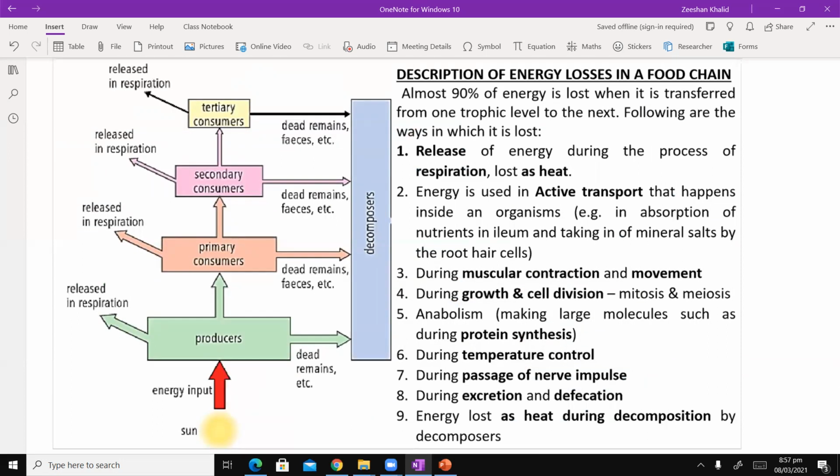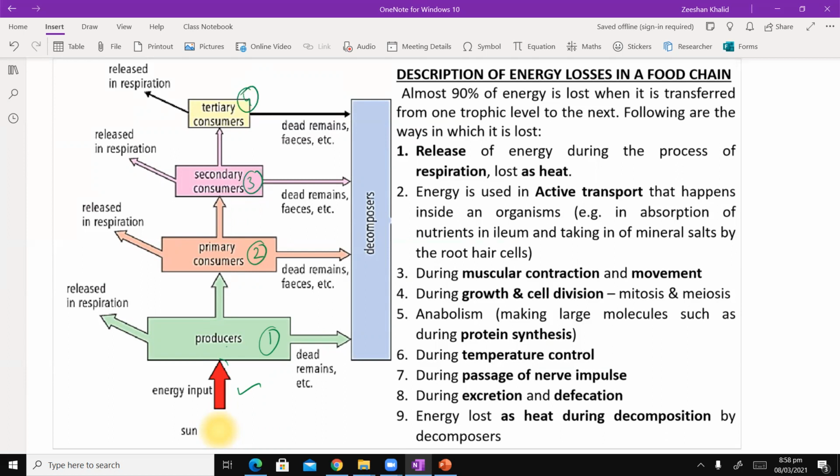So this is a slide that is in a good way explaining. I want you to look at the diagram first. So you can see the red arrow, that's the energy input from the sun. Then you have producers, that's the first trophic level, primary consumers, second trophic level, secondary third, and tertiary fourth.